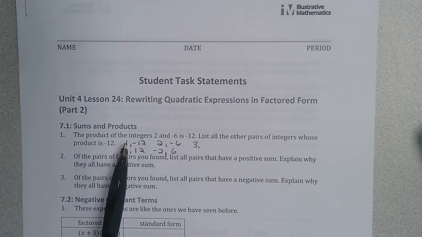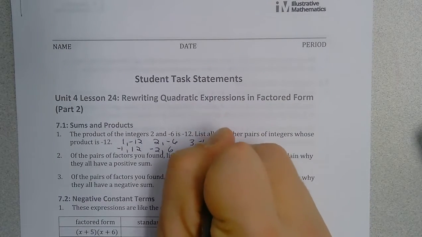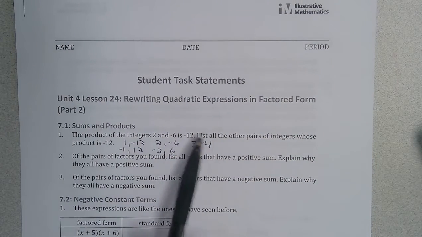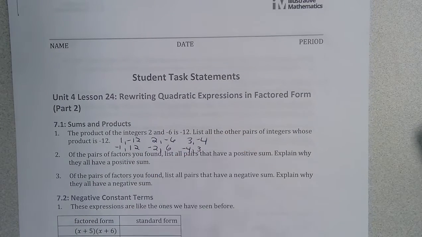So I put in the first line the positive first and the negative second, so I'll stay consistent with that pattern. So 3 times negative 4 is negative 12. And then I can switch out the negatives here.